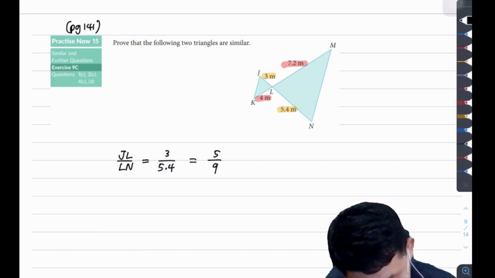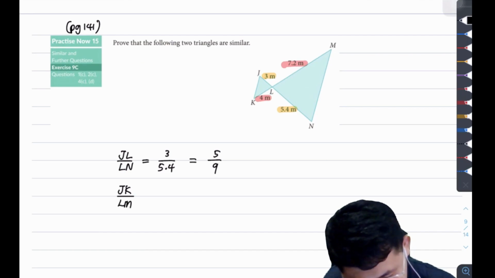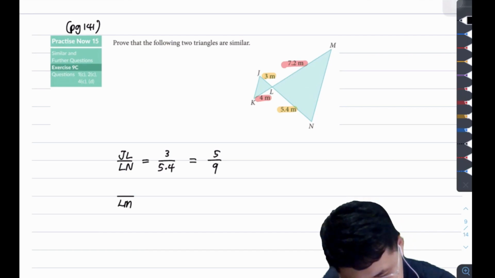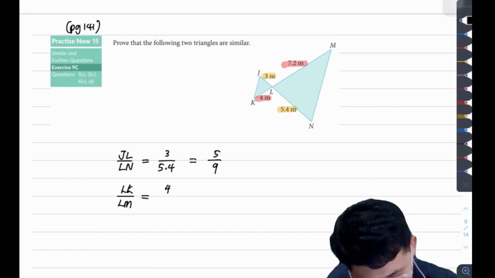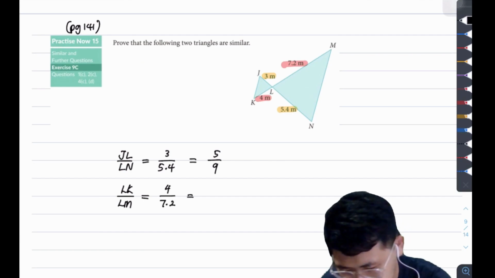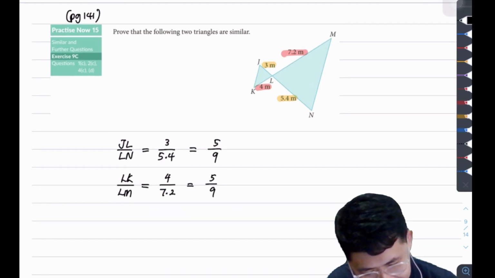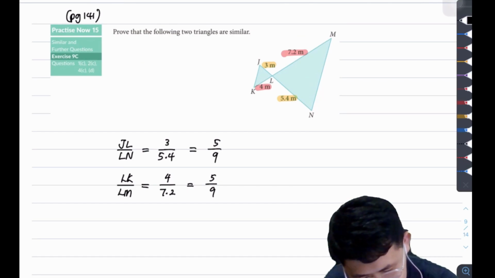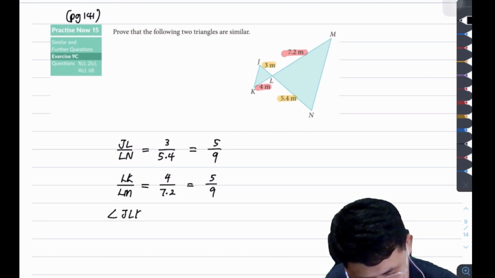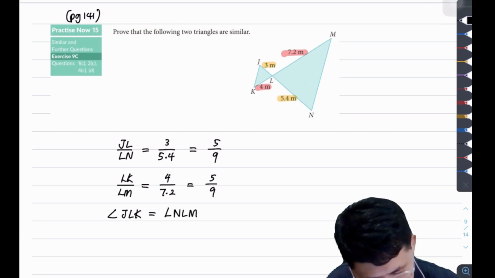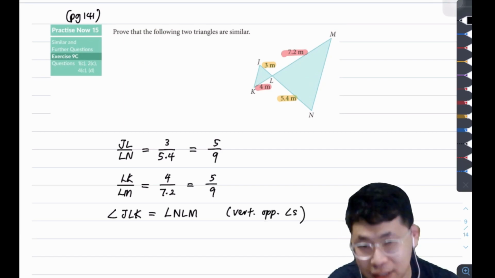Okay, the next one would be JK over LM. Wait, LK over LM. So this one would be 4 over 7.2. Just nice, also 5 over 9. So we have 2 sets already. The last one is going to be the angle. Angle JLK is equal to angle NLM. And this is because of vertically opposite angles. So we must write down the reason like that.